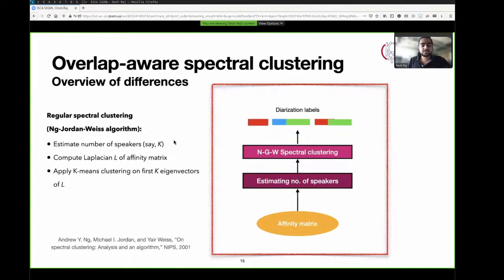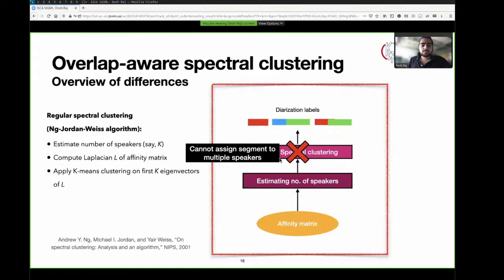So how spectral clustering usually works is that you first estimate the number of speakers using some way, usually an eigenvalue-based approach, by observing the affinity matrix. And once you've done that, you perform k-means clustering on the first k eigenvectors of the Laplacian of this affinity matrix. So this is a traditional approach to perform spectral clustering, and this is called the Ng-Jordan-Weiss algorithm, and this was first published in 2001. And this has been used successfully in speaker diarization for the last 10 years or so.